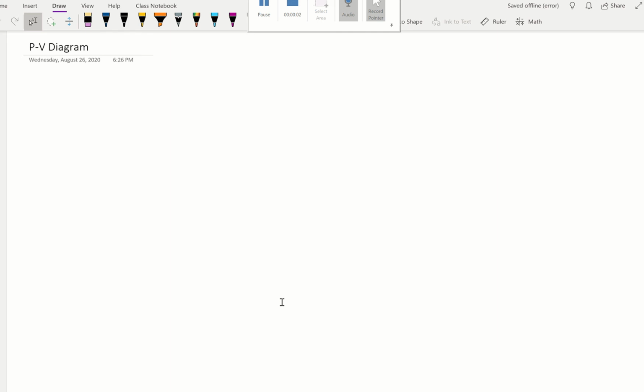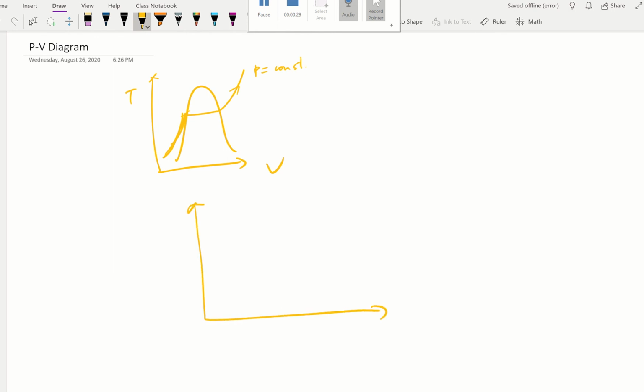Hi, in the previous video, we talked about the temperature versus specific volume diagram, and we illustrated a constant pressure line as you continue to add heat. And today we're going to be looking at the PV diagram. So instead of temperature, we have pressure versus specific volume. It also starts with a dome shape.